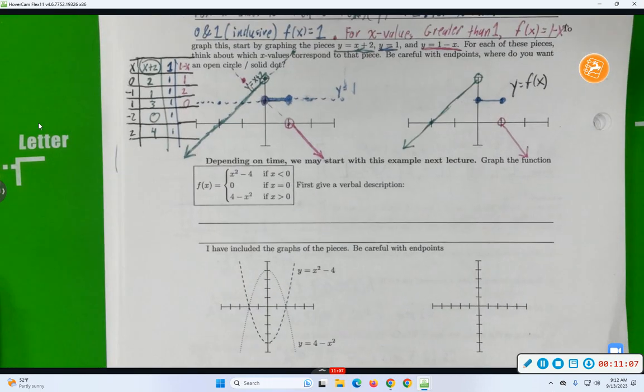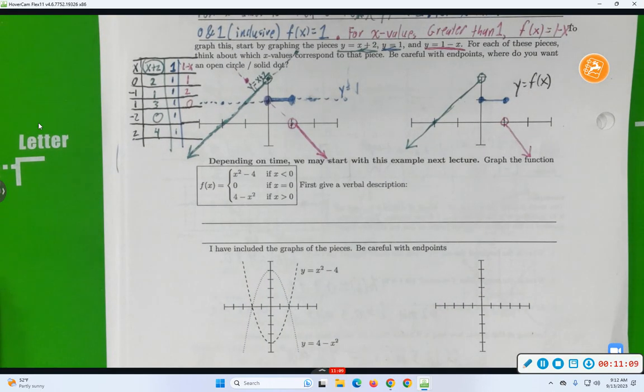And now, well, it says depending on time, and I'm clearly past time because this was supposed to happen on Monday. But let's just see if people want to do another example of this. Would people like another graphing a piecewise function example? Cool, let's do it.